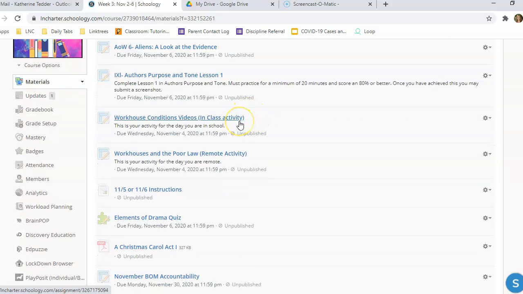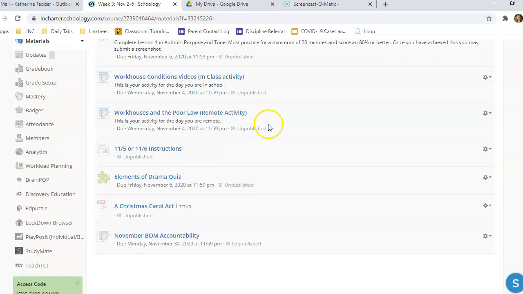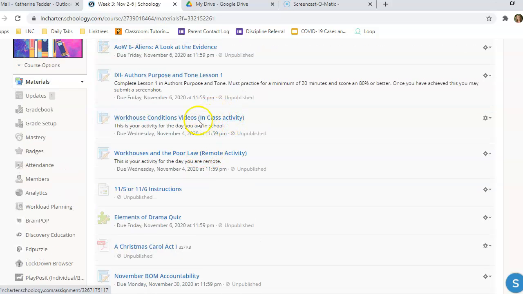So when you are at school this week, my distance learners, you complete these assignments just following your distance learners agenda. But for my cohort 1 and 2 kids, please make sure you pay attention to whether it's your in-class activity or your remote activity, okay? Both of these activities are due Wednesday evening at midnight because we're completing them Monday and Tuesday, okay? That goes for distance learners as well.